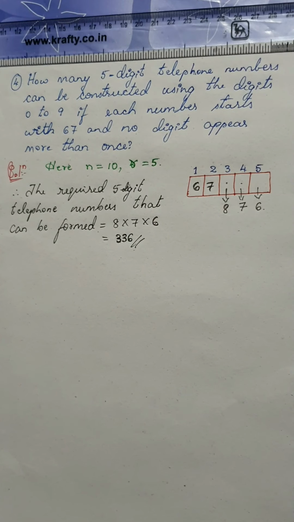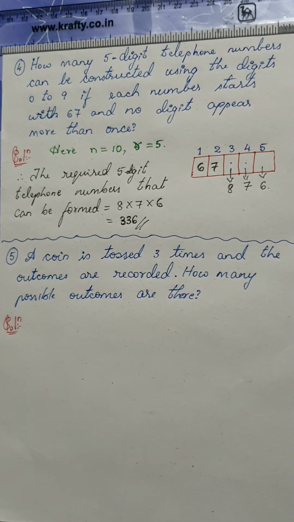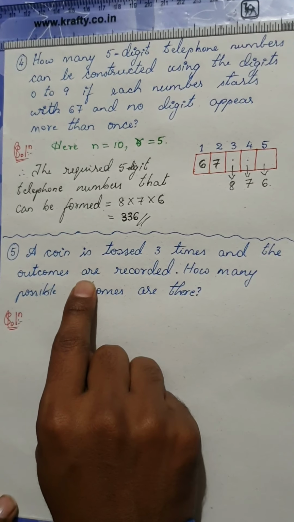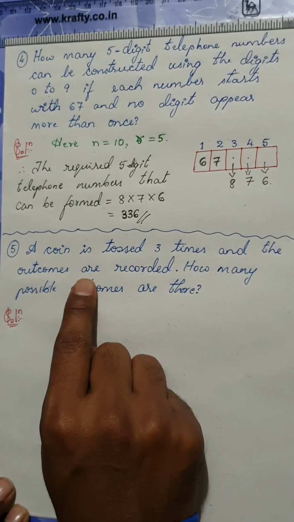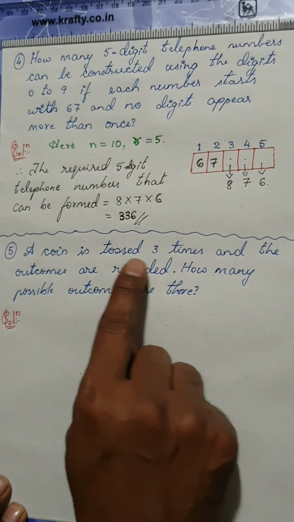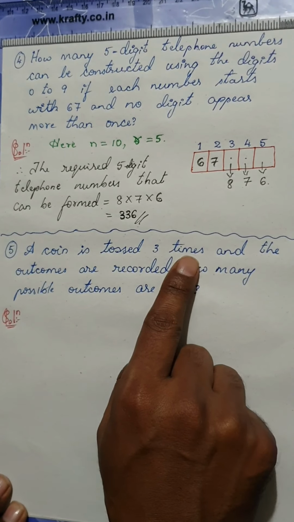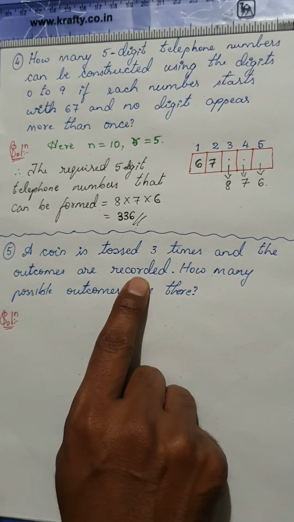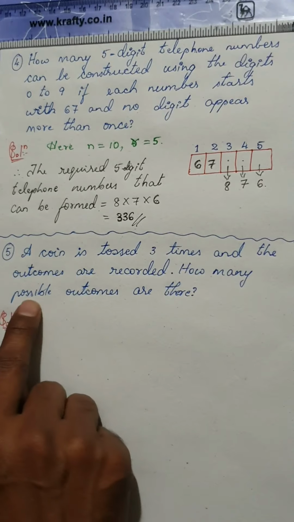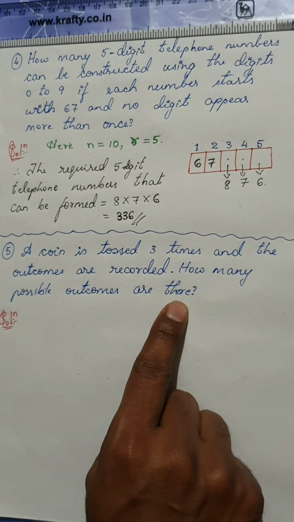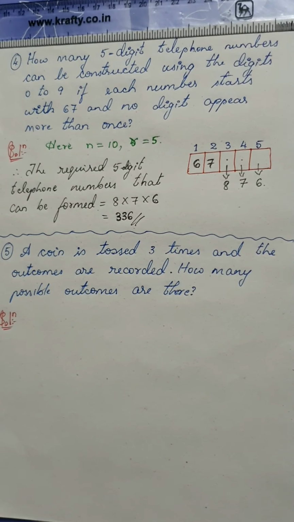Moving on to question number 5. So what does question number 5 say? A beautiful question, the same type of question you can find even in the chapter of probability. So look here, a coin is tossed 3 times. So you are tossing a coin 3 times and the outcomes are recorded. How many possible outcomes are there? This is nothing but writing the sample space for tossing a coin thrice.